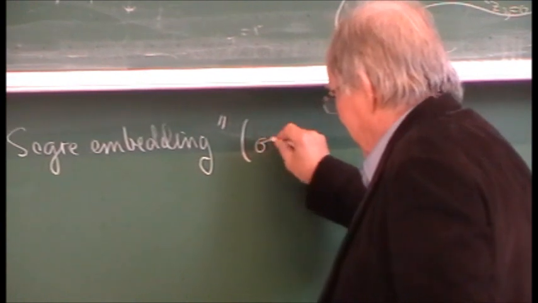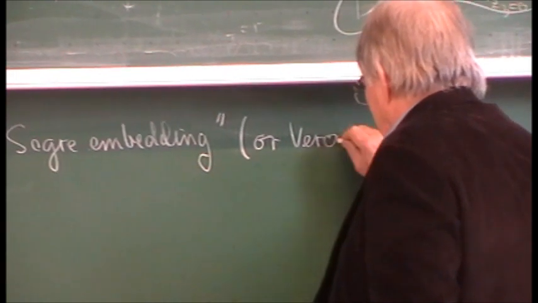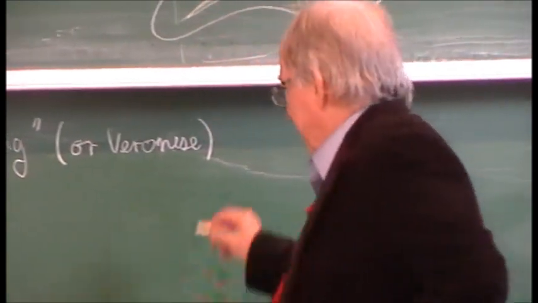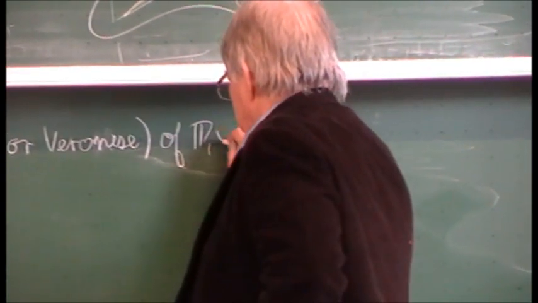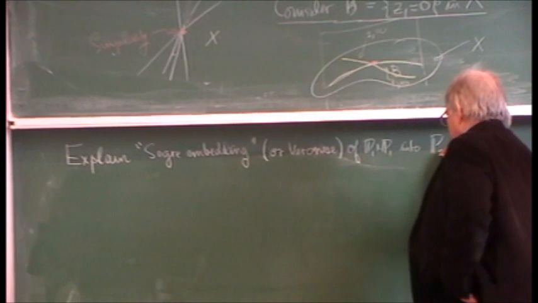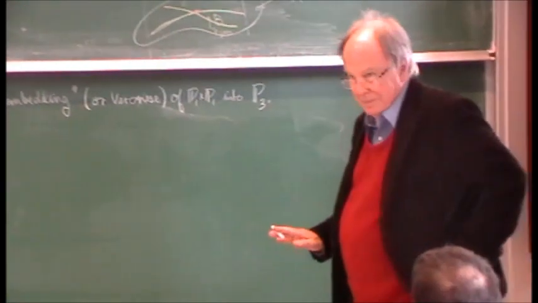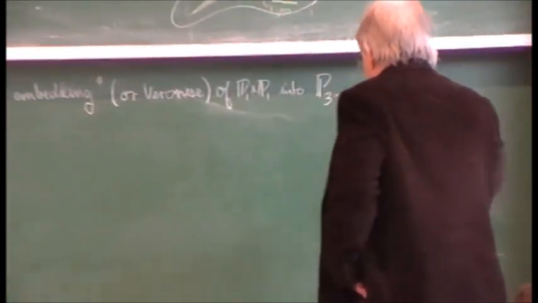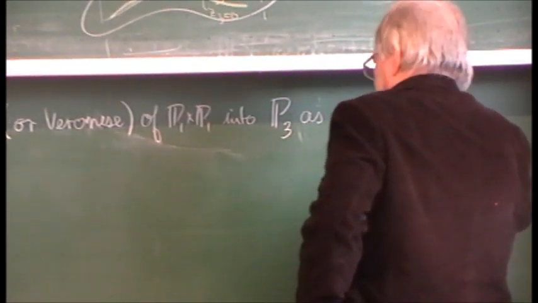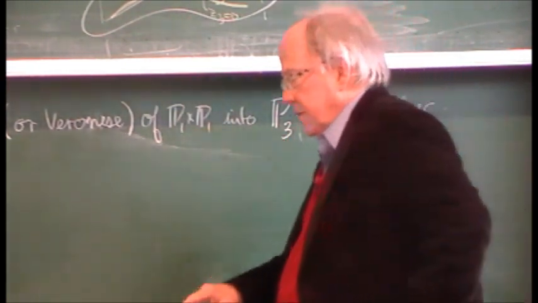This may have been Veronese embedding, but I think this is really the Segre embedding. I think it doesn't matter. Of P1 cross P1 into P3. I'm going to explain this embedding. Okay. So as a quadric, it's an exceptional case that the two-dimensional quadrics in P3 are really products. It's very rare.